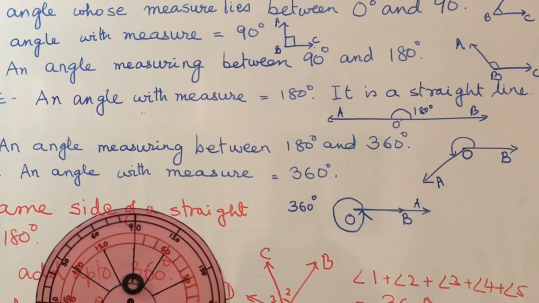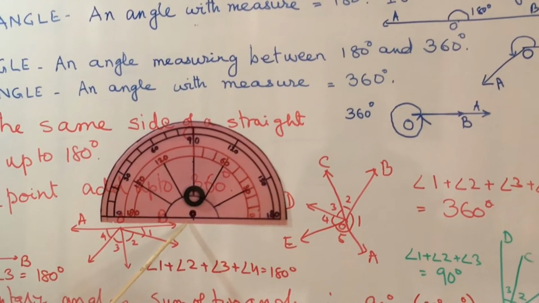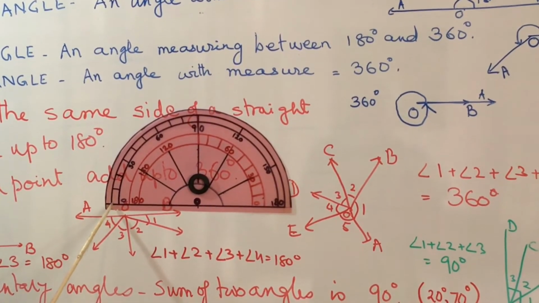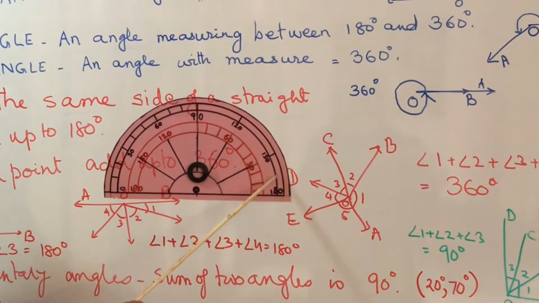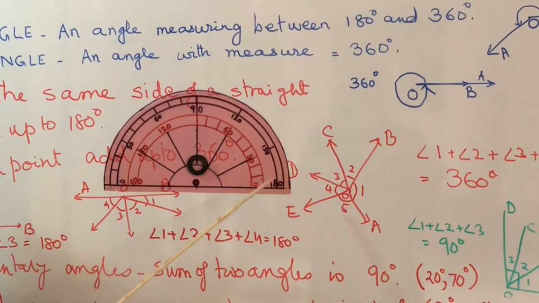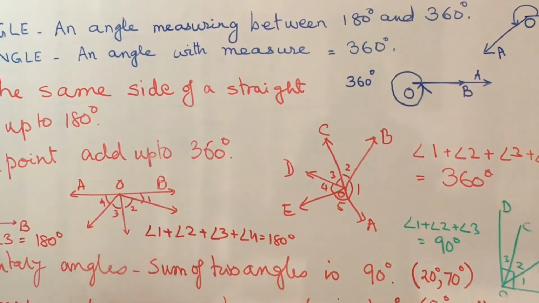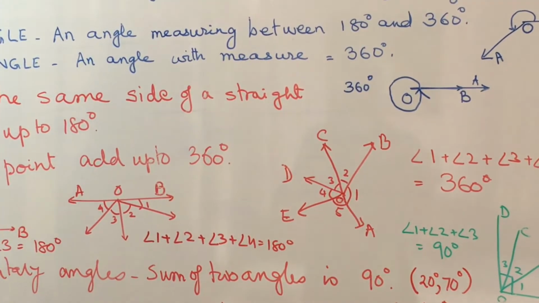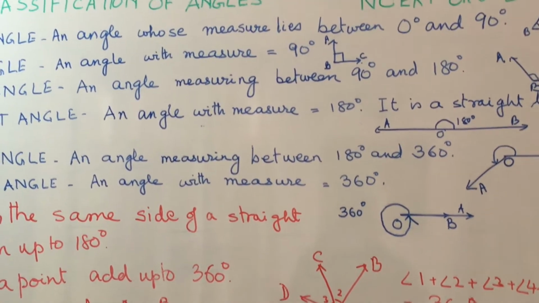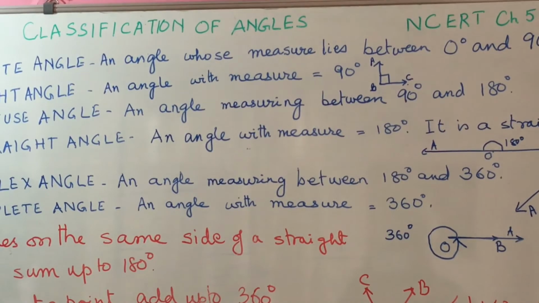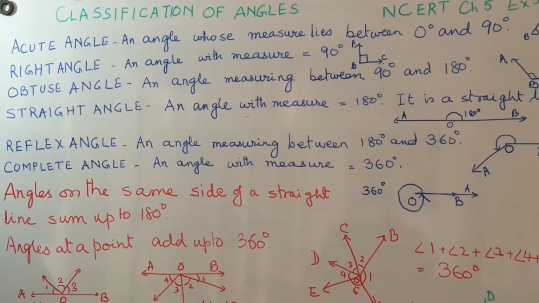Now the instrument used to measure the angle is a protractor. This is measuring angles from 0 to 180 degrees. We can have angles more than 180 degrees also, and we will study the different types of angles that are formed with one full rotation of one of the arms.